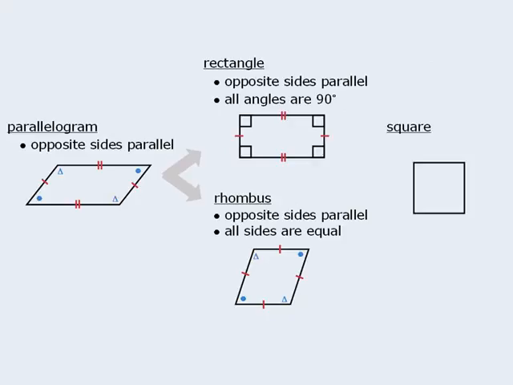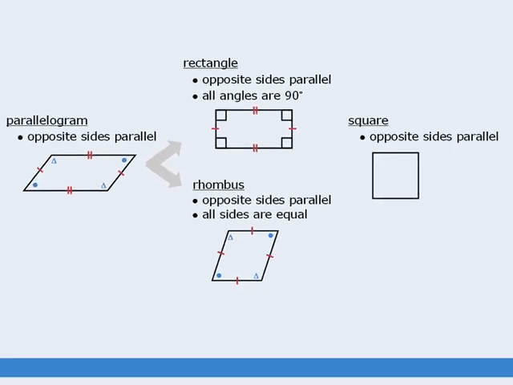Finally, a square is another type of parallelogram since its opposite sides are parallel. A square is also a type of rectangle since it has four equal angles of 90 degrees each, and a square is a type of rhombus because it has four equal sides.